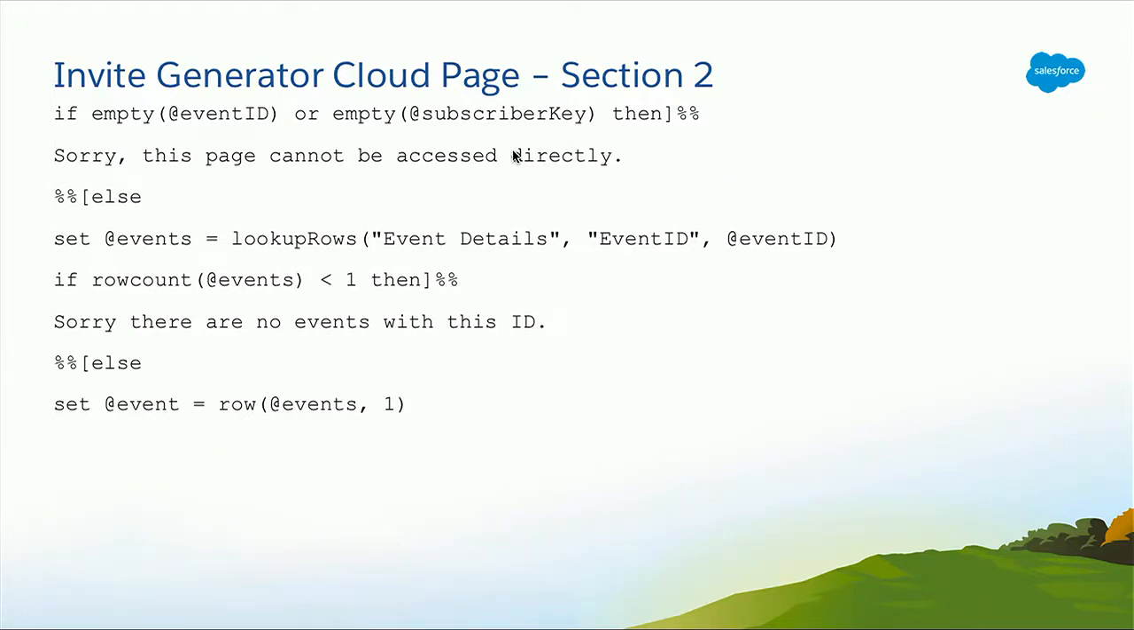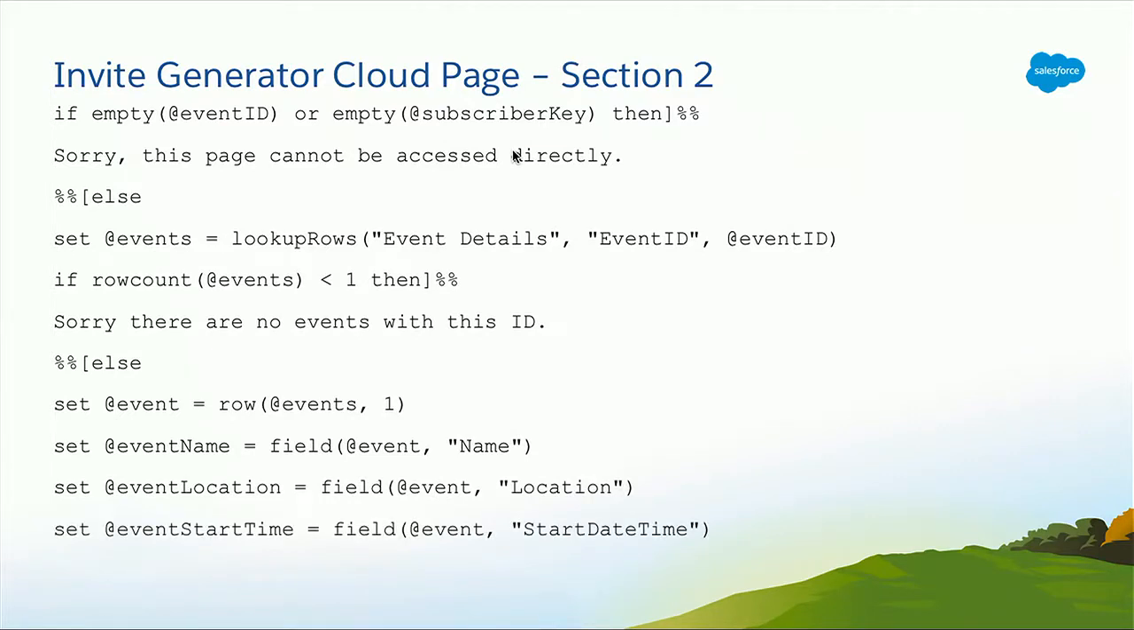And so once that's set, I can then use the field function to grab all of my information about my event. So I'll grab the name from the name field, the location from the location field, etc., and so on.